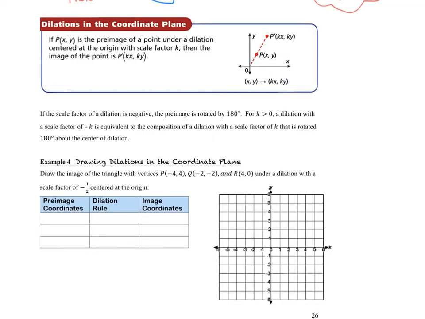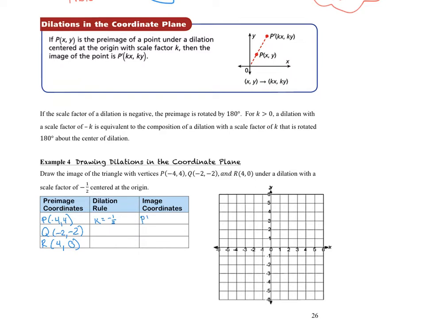So when we have a scale factor, that's k, and that's what we're multiplying by to find out the new coordinates. So in the pre-image, we have point P is -4, 4. Q is -2, -2, and R is 4, 0, but it has a scale factor, k, which is -1/2. And so I'm going to be multiplying both the x and y by -1/2.